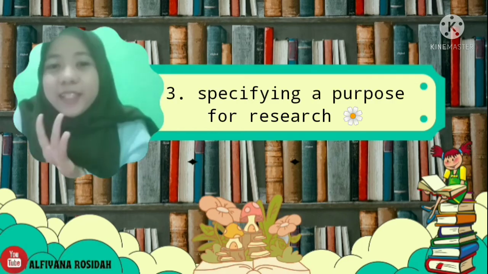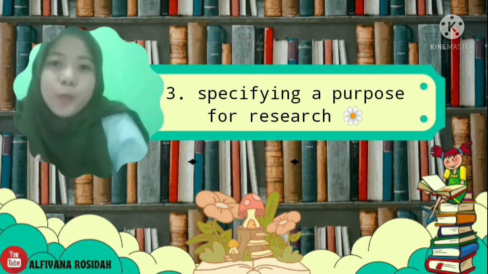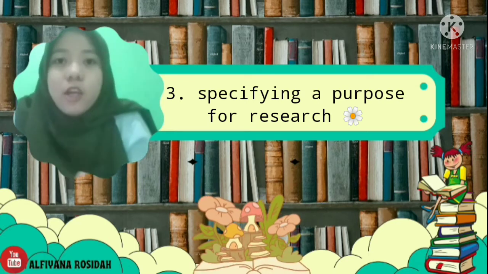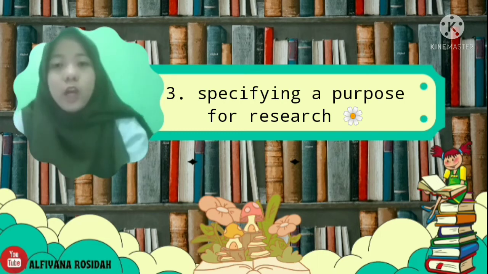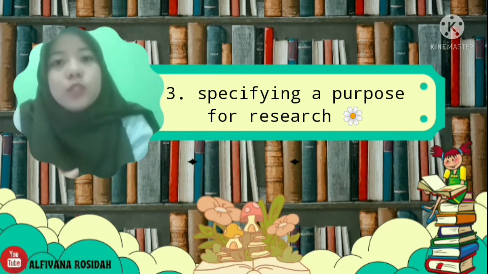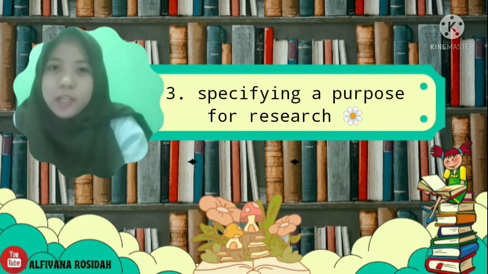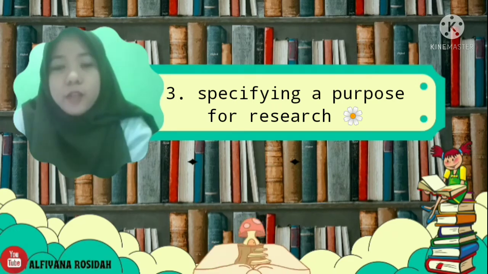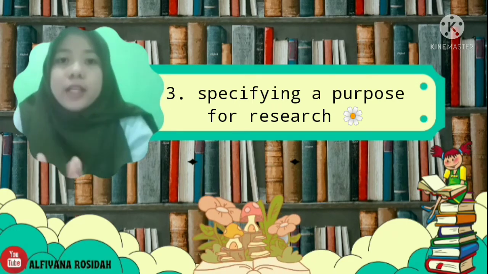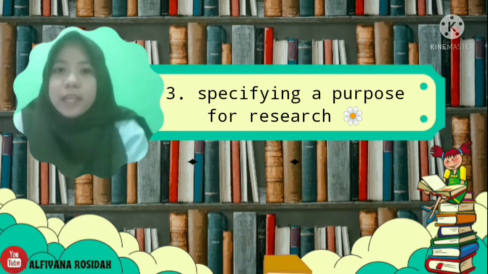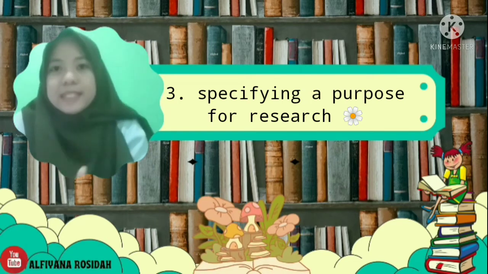And then the third one is specifying a purpose for research. The research objective consists of identifying the main intent or purpose of the study and narrowing it down to a specific research question or hypothesis. The formulation of the objective contains the main focus of the study. And then the location of the research.